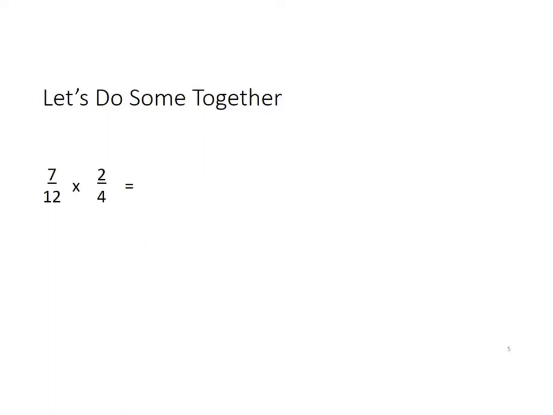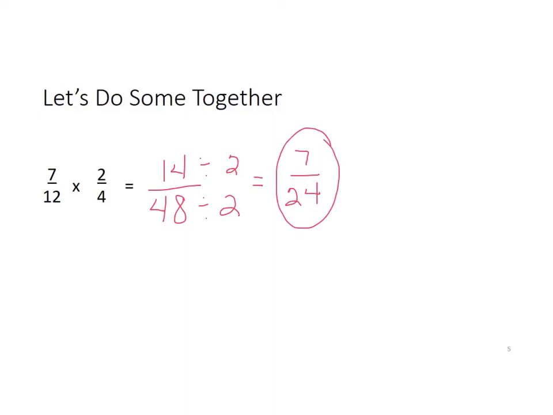Let's do another one together. We have 7/12 times 2/4. Don't worry about the denominators. 7 times 2 is 14. 12 times 4 is 48. We can reduce both of them by 2. They're both even. 14 divided by 2 is 7, and 48 divided by 2 is 24. We cannot reduce any further. 7/24 is our final answer. Go ahead and write this down and then move on to the next slide.